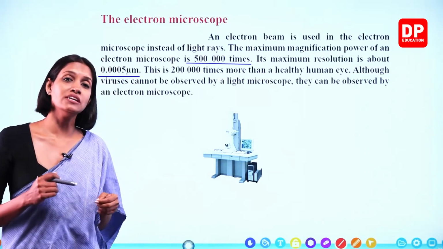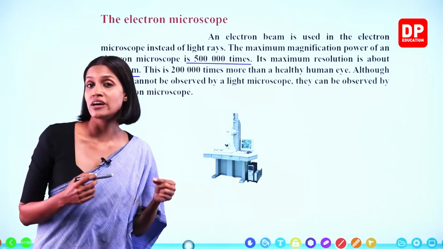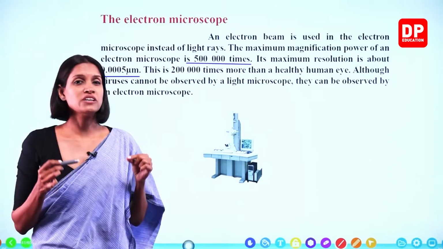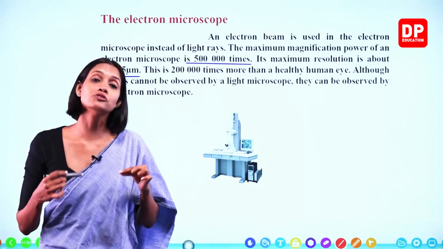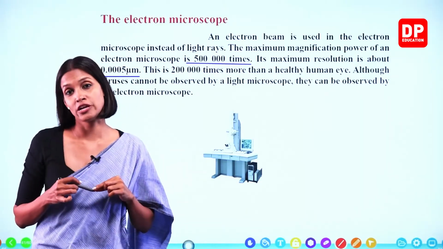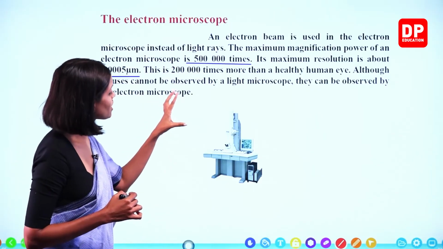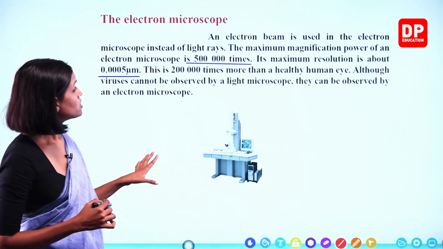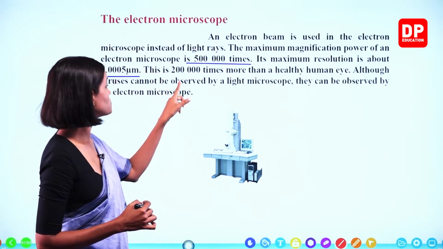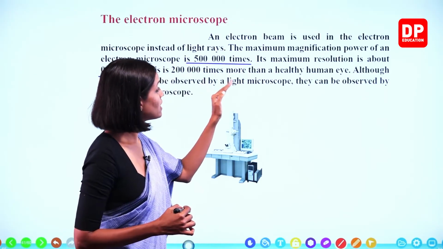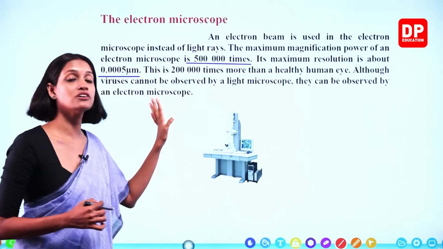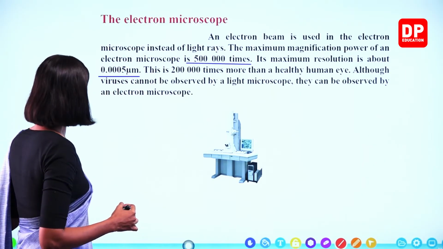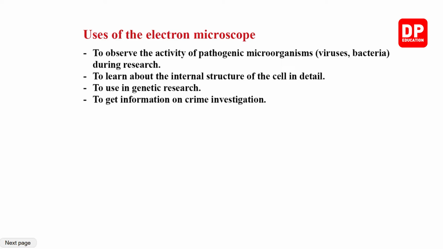Do you remember we learned that microorganisms except for viruses can be observed using the compound light microscope, because viruses are way too small to be observed by a compound light microscope. So the viruses also can be observed using this electron microscope, okay. So although viruses cannot be observed by a light microscope, they can be observed by an electron microscope. Right, children? Okay. So now we are going to learn the uses of the electron microscope.